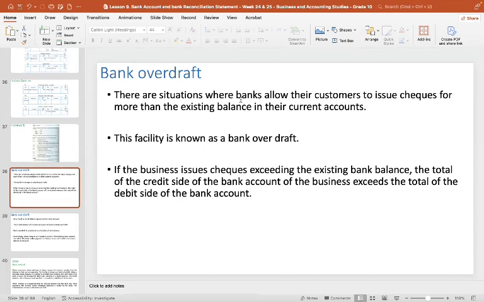Okay. There are situations where the bank allows their customer to issue checks for more than the existing balance in their current account. And this facility is known as bank overdraft. Okay. If the business issues checks exceeding the existing balance, the total of the credit side of the bank account of the business exceeds the total of the debit side of the bank account.